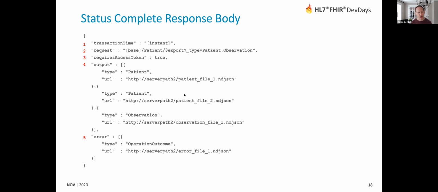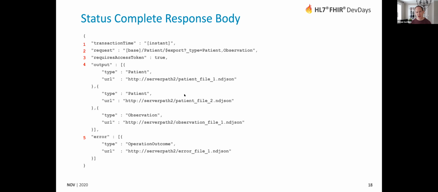And then moving on to item 5, there's a key called error. This is a bit of a misnomer, and if we didn't want to break backward compatibility, we would rename it. It's really any type of operation outcome associated with the response. That might be an error, but it also could be informational operation outcomes that are stored in this NDJSON file. You might be thinking, if the job failed, why would I get these resource responses in addition to an error? It's an option for servers. If a server wants to fail the whole job, instead of giving a status complete response, it could give an error response with a single operation outcome.